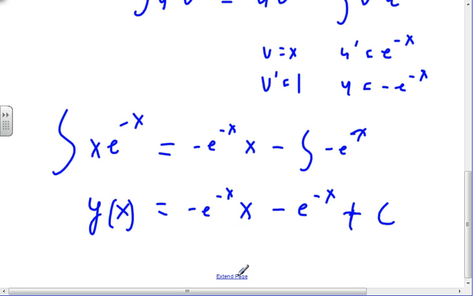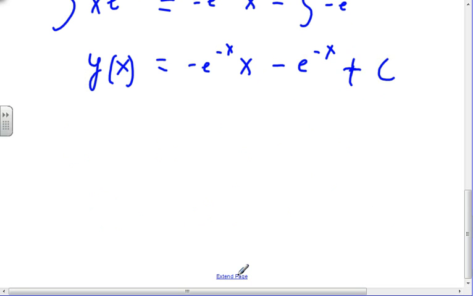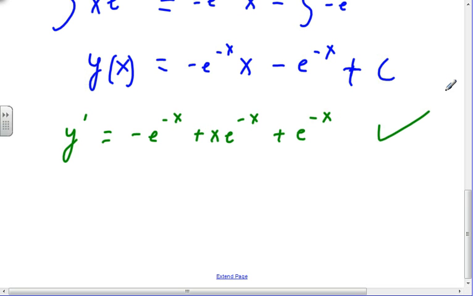Now, do we have an initial condition? y at 0. Why don't we check our work? Mainly because Andrew doesn't believe us. Okay, so we're going to check our work. y prime is equal to minus e to the minus x plus x e to the minus x plus e to the minus x. Check. So our answer checks, everything's fine. Now I can go back to what we're doing.